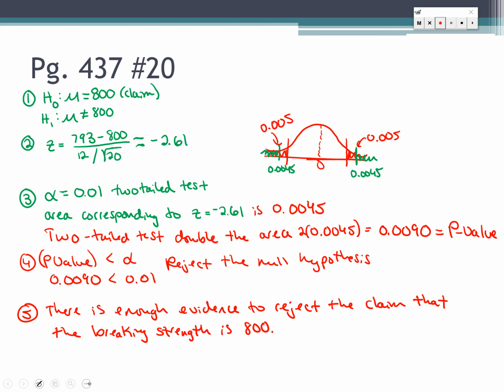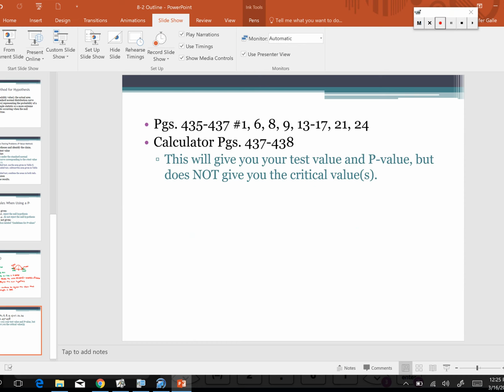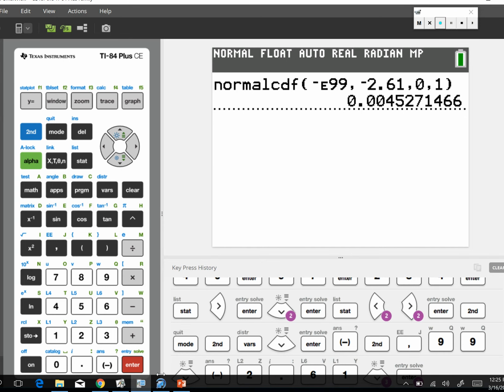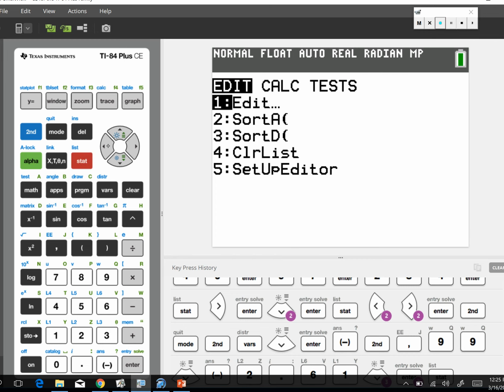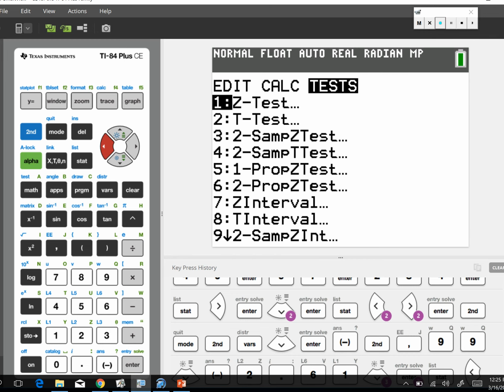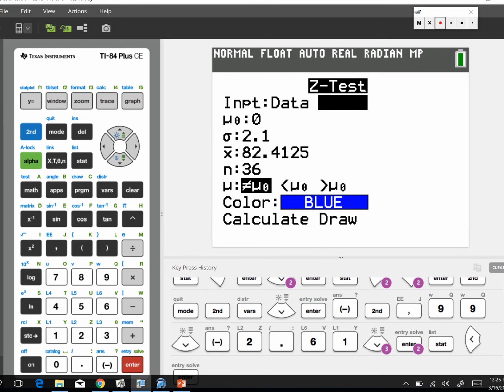All right, now that we actually finished that one, I just want to show you the calculator steps. They're on page 437. We go to stat, we go to tests, and we want option 1, a z-test. I'm just going to go ahead and do it for our very last question. So we have the stats.